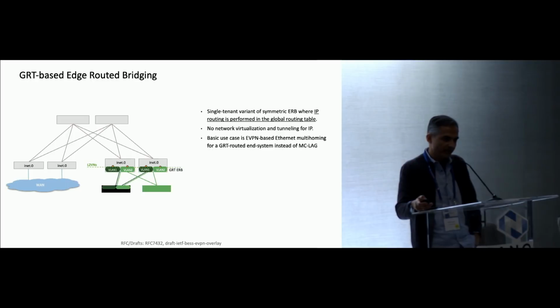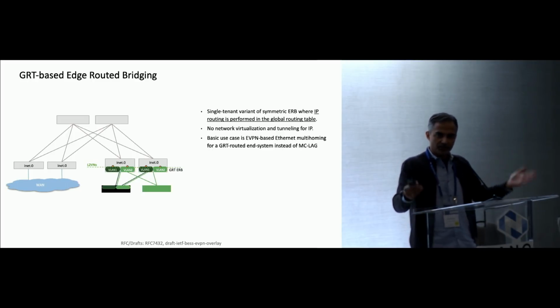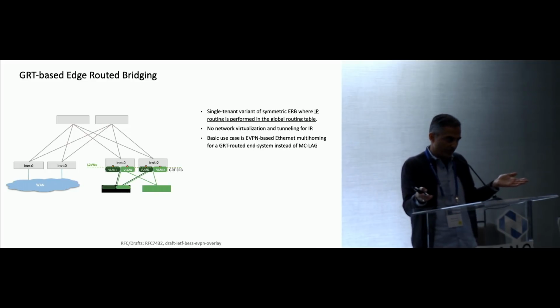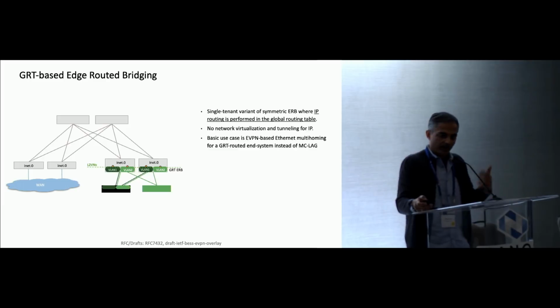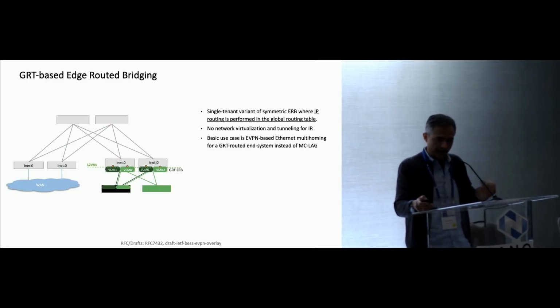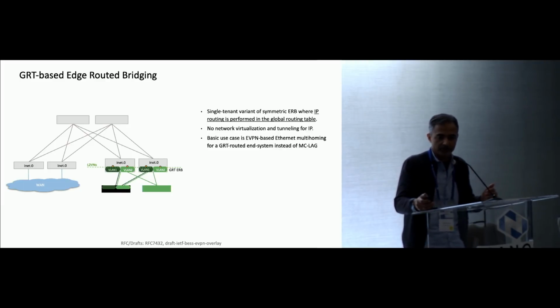The very, very basic use case is I like MC-LAG, but I want an open version of it. I have two switches, and my subnets only span these two switches, and I want to multi-home across these two switches, right? I want to do it with EVPN, but I want to route in the underlay. So you can basically use EVPN simply as an MC-LAG replacement, an open variant of MC-LAG. I don't want to burn any ICL links or whatever.